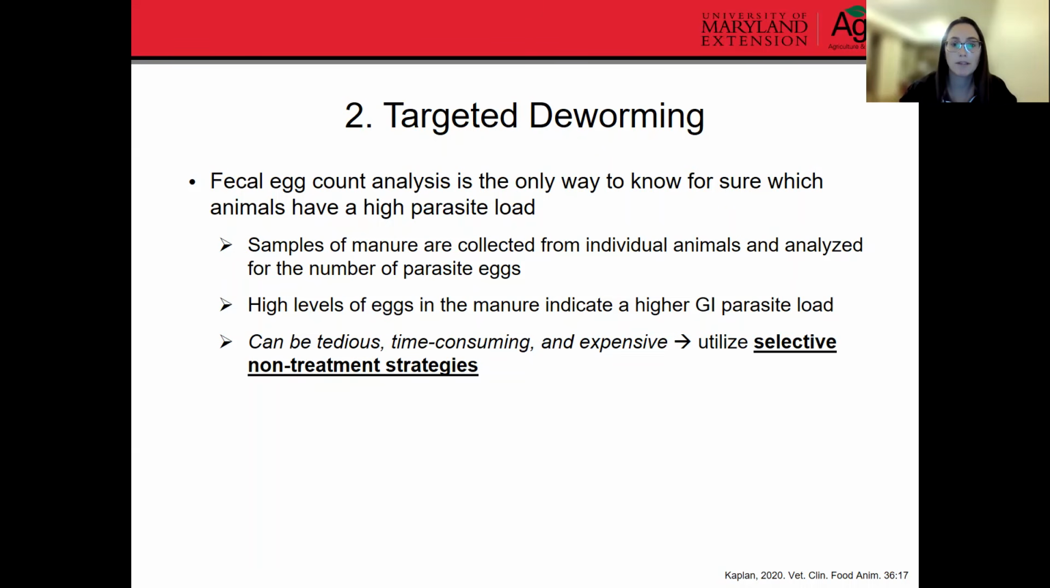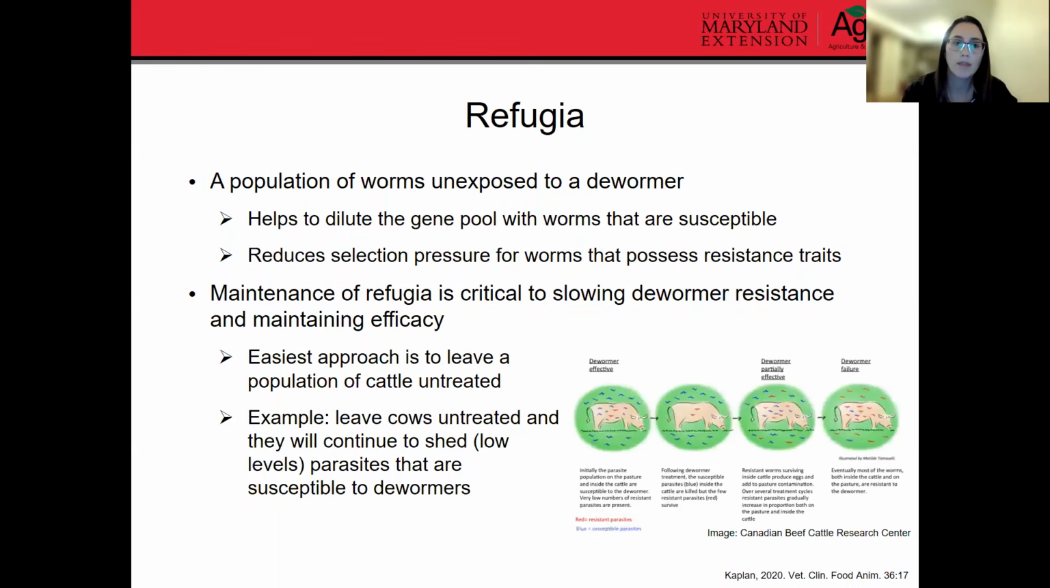So what we have instead are a couple of different selective, what we call non-treatment strategies. So choosing a few animals not to treat in the group. And the premise for non-treatment is to maintain what we call refugia. Refugia is a population of worms that remain unexposed to a dewormer. And basically, their purpose is to help dilute out the gene pool with worms that are susceptible to a dewormer. And it reduces the selection pressure for worms that possess the resistance traits.